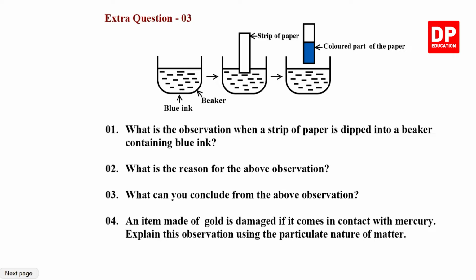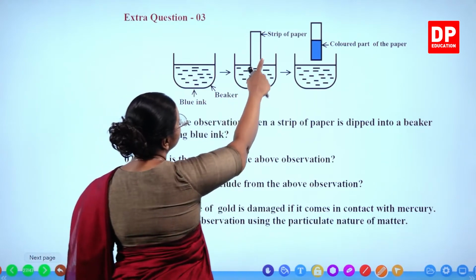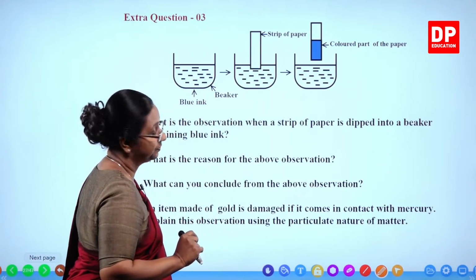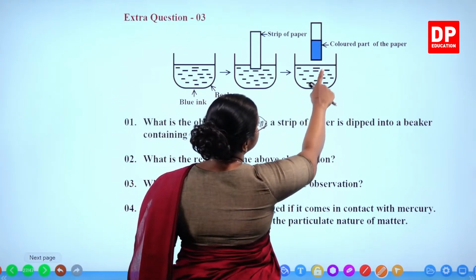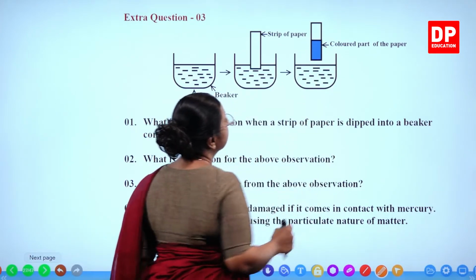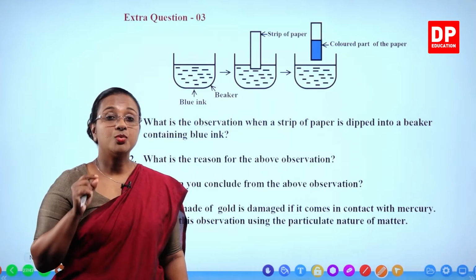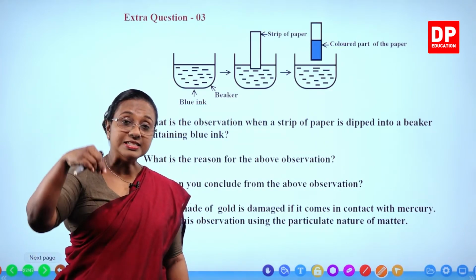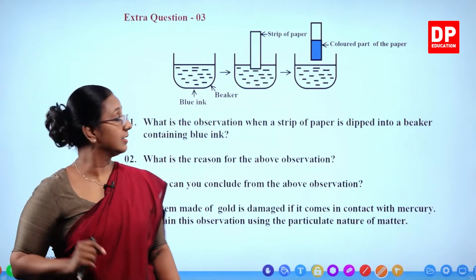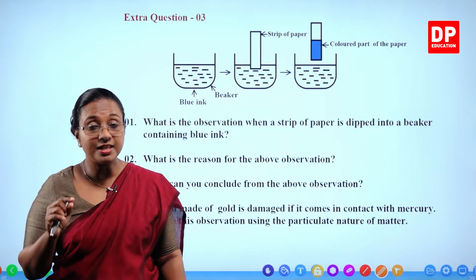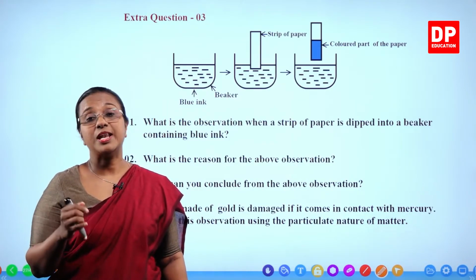Extra question 3. Here, of course, they have given a diagram. You can see there is a beaker with blue ink inside. They immerse a strip of paper. That is the second part of the activity. In the third step, you can see part of the paper is colored blue. When you insert the piece of paper, paper is a solid, it's matter, it's made up of particles. Then blue ink is a liquid, again it is matter, made up of particles.